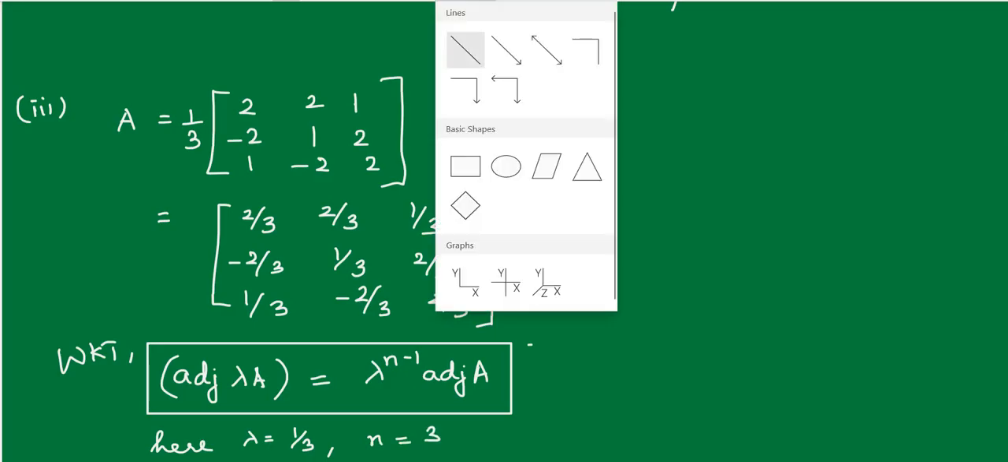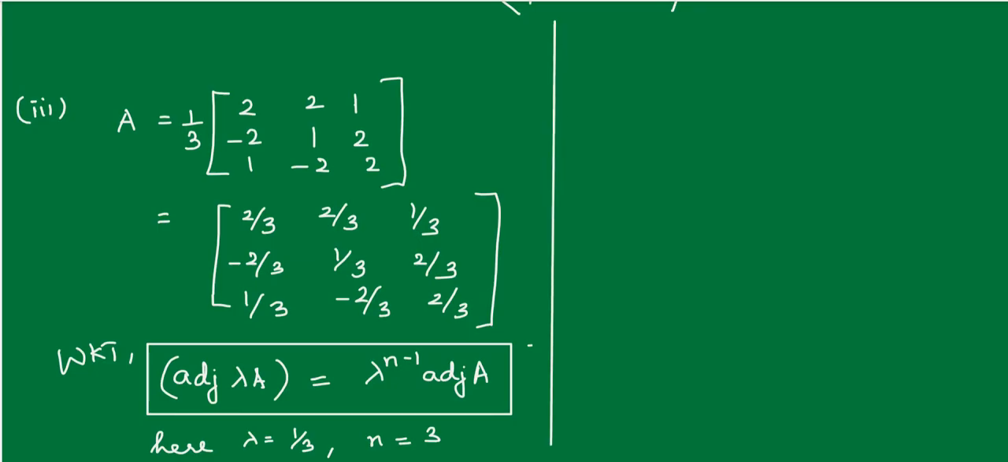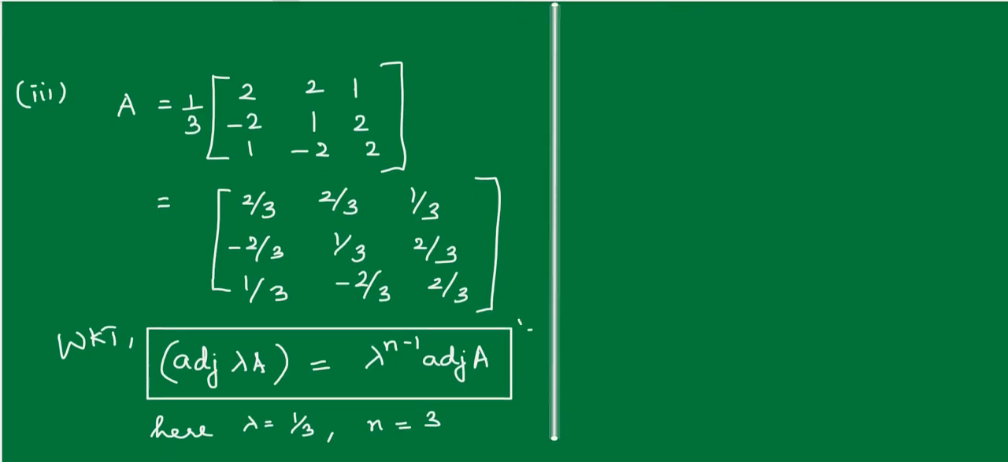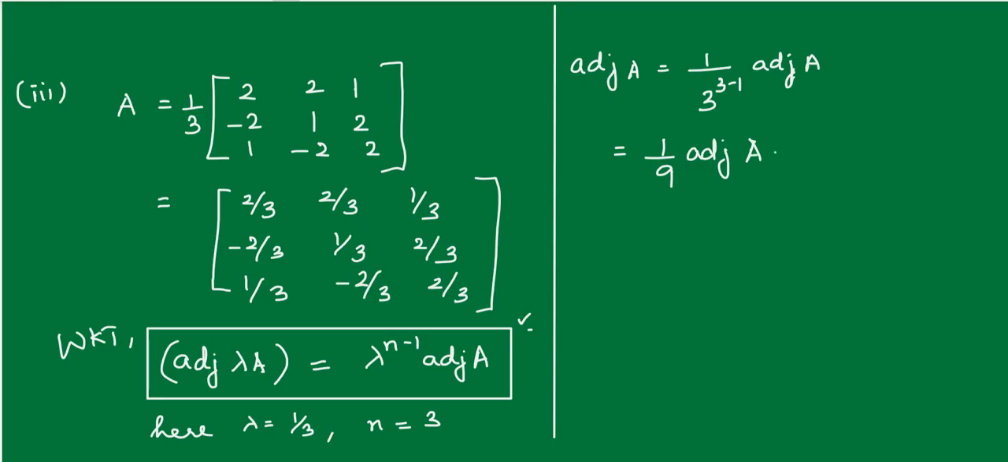Now we apply this property. So taking this property, adjoint of A can be written as 1 by 3 power, this is lambda whole power n minus 1, 3 minus 1, into adjoint of A. That is 1 by 9 into adjoint of the given matrix.